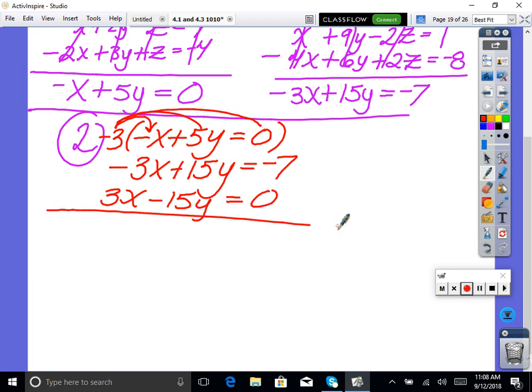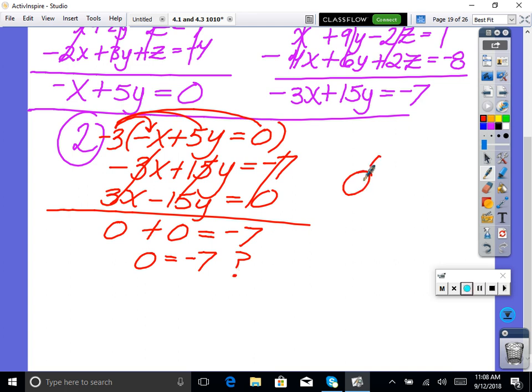Now let's add straight down. 0 plus 0 equals negative 7. Does 0 equal negative 7? Remember, this is a problem from last time. When this happens, there was no solution, correct? Well, if there's no solution for this part, then there can't be a solution for all of it. So no solution. And we're done.